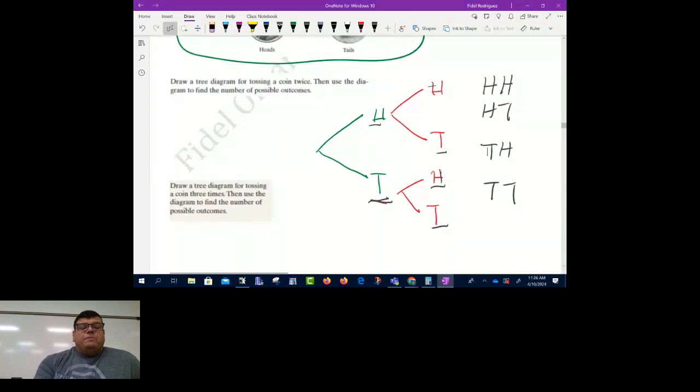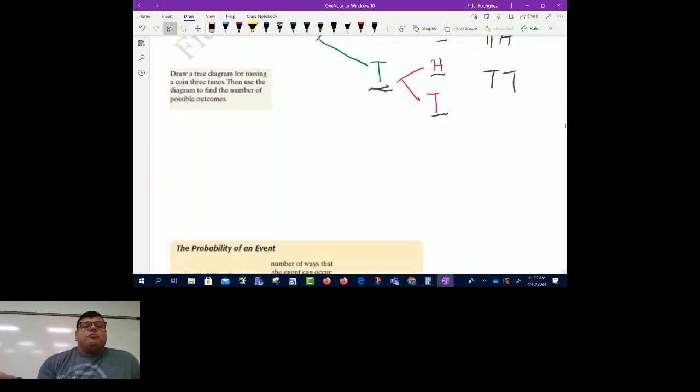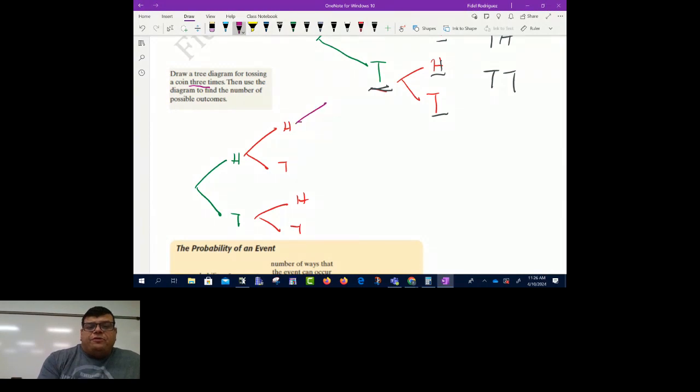Now, y'all, we're going to repeat that process for the next one. It says we're going to draw a tree diagram, but we're going to toss a coin 3 times, y'all. So look, the first time we flip our coin, y'all, can either be heads or it can be tails. The second time we flip it, it can be heads or tails. Y'all, the third time we flip it, it can either be heads or tails, okay?